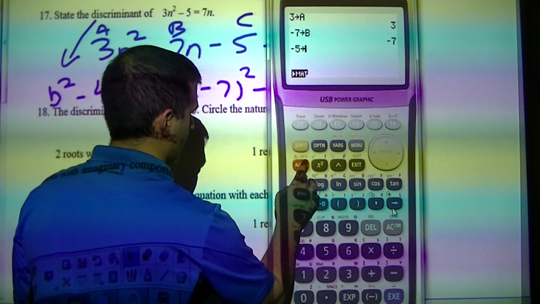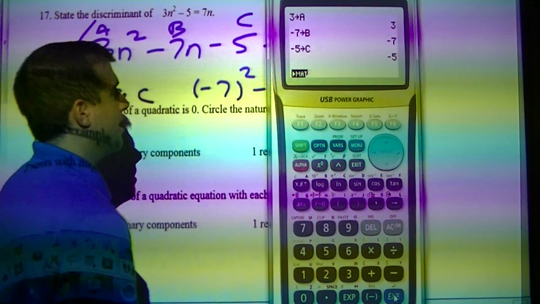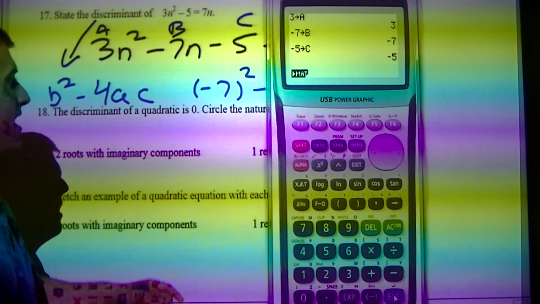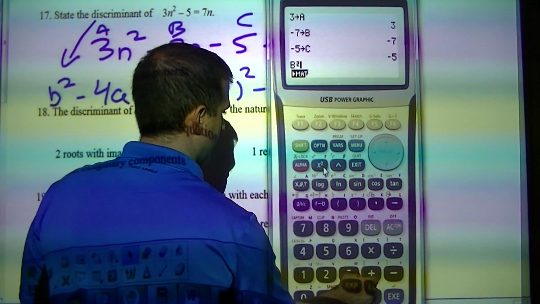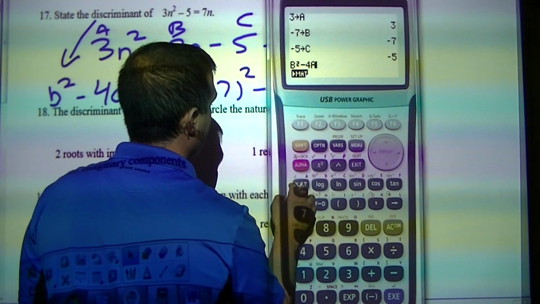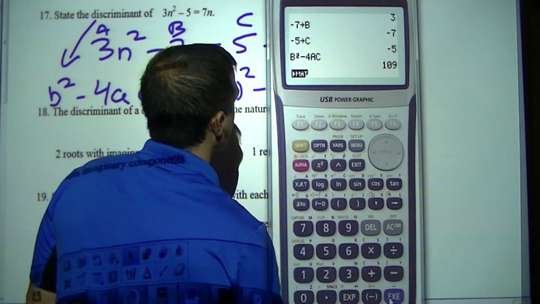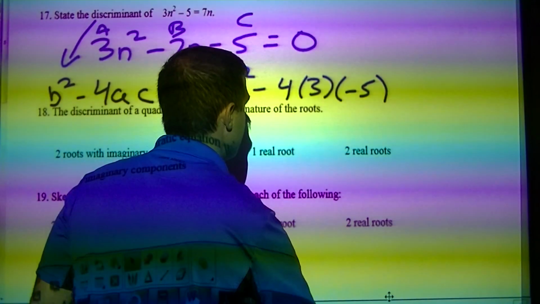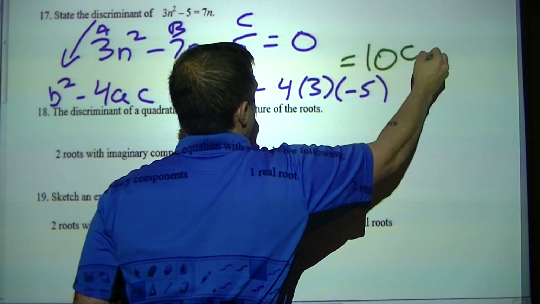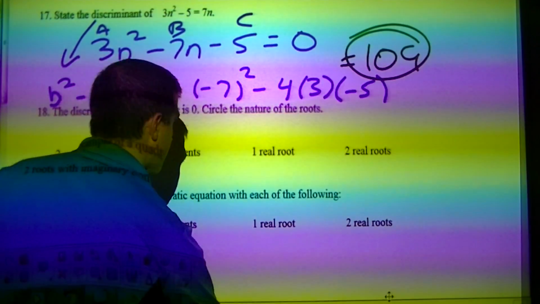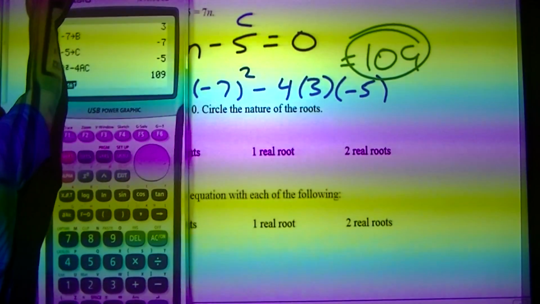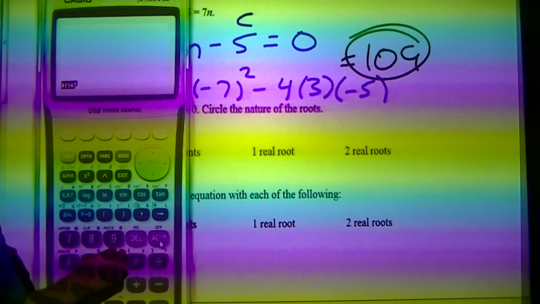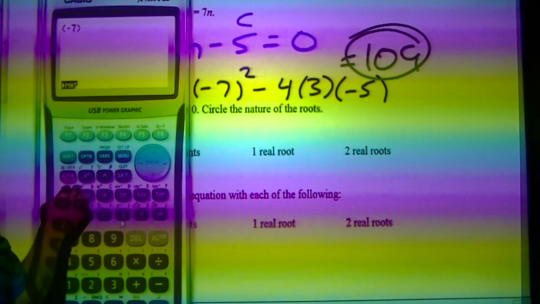Thank you. Okay, you could put those all in that way, and then type in your formula: alpha b squared minus 4 alpha a alpha c. You can type it in that way and get 109. Or you can type it like I have right here. You can just use the numbers and use parentheses. If you don't use parentheses, you have a chance of being wrong.